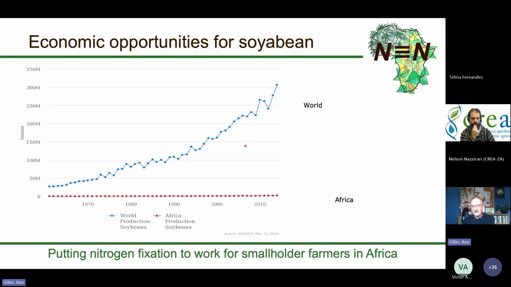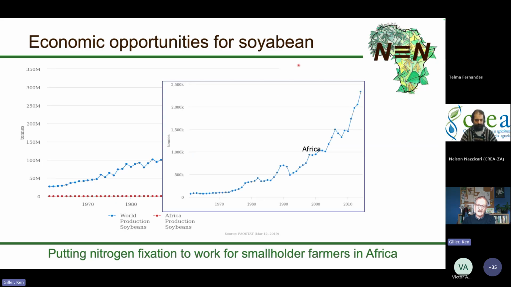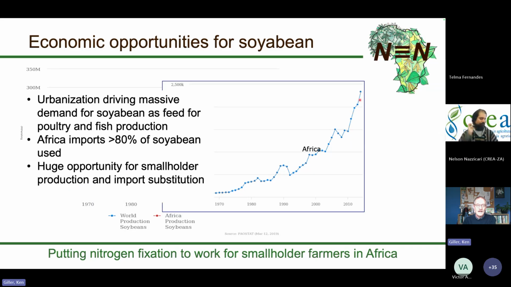Now, one is then looking here at soybean. And if you look at soybean production over the years, you can see a very disappointing case in terms of Africa, with soybean increasing exponentially in the world. But if we zoom in on Africa, we actually see an exponential increase in Africa. It's just in terms of global production, it's still very, very small.